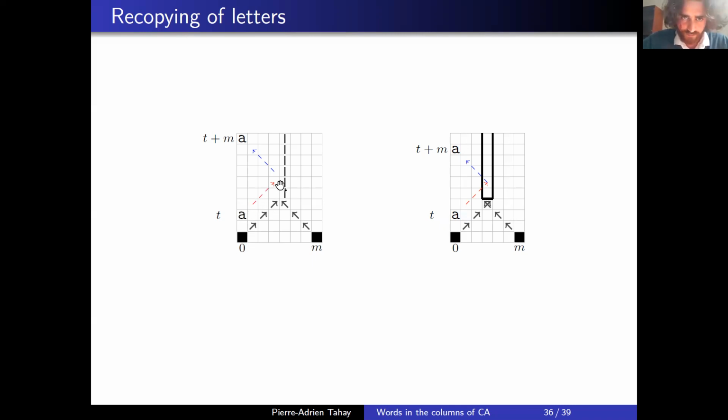So in the first case, to translate the letter A of the cell 0 at time t to the cell 0 plus m, we define a signal of slope 1. When this signal hits the vertical signal, we define a signal of slope minus 1 on the row just above. And in the second case, we define the signal of slope 1, and where you are on the vertical signal of type 2, you define from the same cell the signal of slope minus 1, to translate the letter.